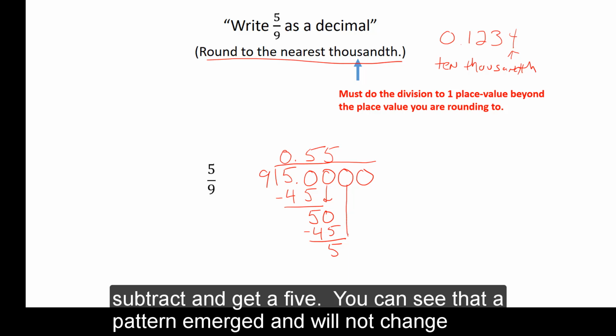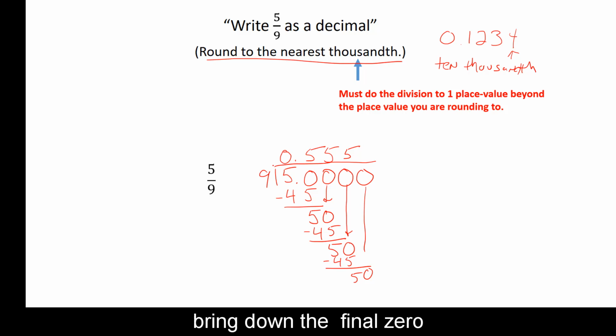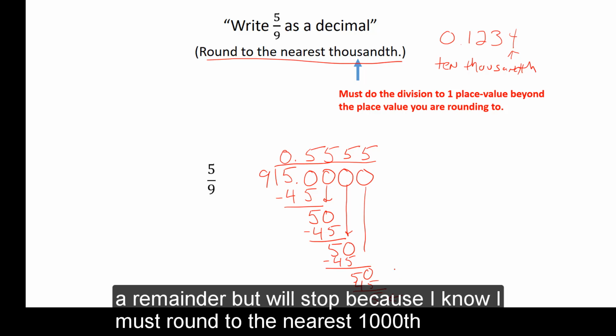And you can see that a pattern has emerged, and this is not going to change. So I'll just go ahead and complete the division, but I know it's all going to be 5s. 9 times 5 is 45. Bring down this final 0, and once again do the division. Now at this point, even though I have a remainder, I'm going to stop because I know I have to round to the nearest thousandth.